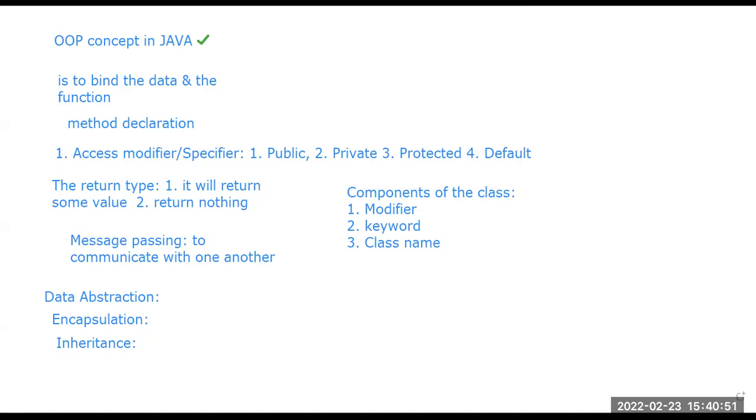And lastly, another important characteristic present here is known as polymorphism. That is known as polymorphism.